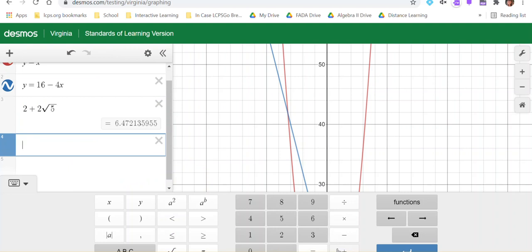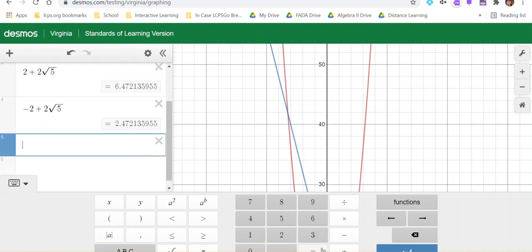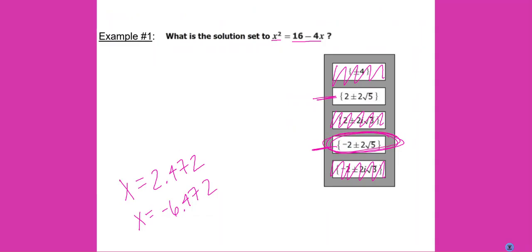What if I do negative 2 plus 2 root 5, and then again the minus. Those two decimals match the two decimals we got from the graph, so that confirms that negative 2 plus or minus 2 root 5 is our solution.